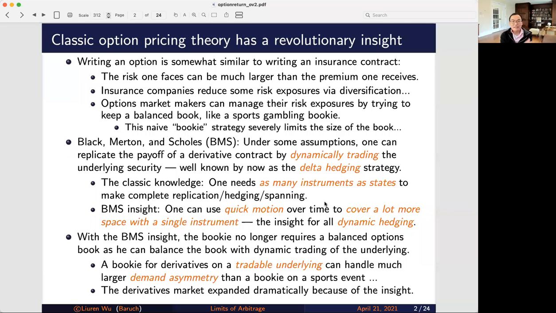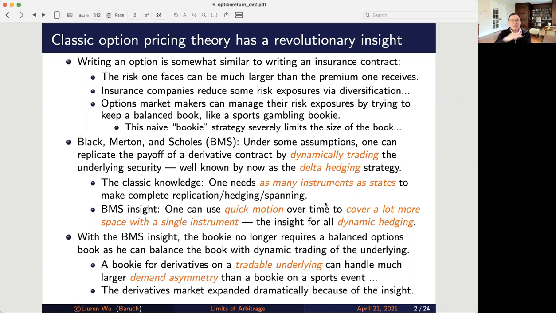Without the hedging idea, what you can only do as a market maker is to try to keep a balanced book. If somebody wants to buy an option, you need to find a counterparty who wants to sell it. It's pretty much like a bookie for a sports gambling event. For the bookie, it's important to change the price quickly to balance the book. Otherwise, they're in trouble or forced to do something tricky. And this naive bookie strategy severely limits the size of the book because you have to balance it.